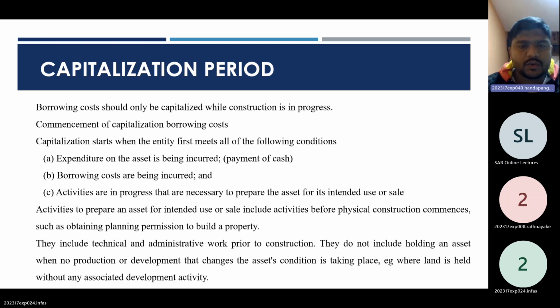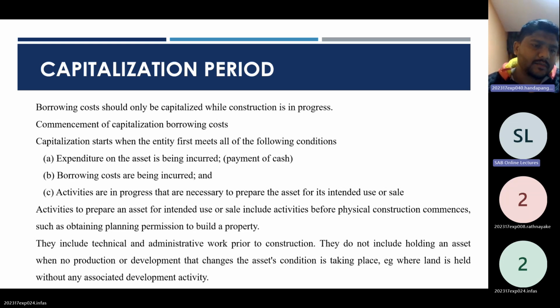So from April to December we can calculate the borrowing cost, for example 5 million into 10%. But we cannot take April to December in full, because in July the construction was stopped. So for the July month we should not capitalize the borrowing cost. In this scenario, from these 9 months we need to remove July, then calculate 8 months of interest, and capitalize only that 8 months interest.